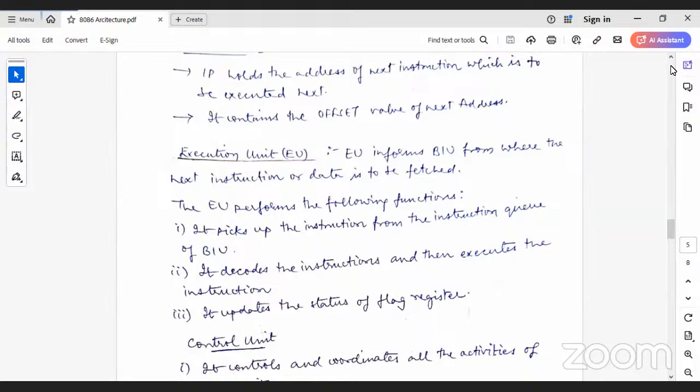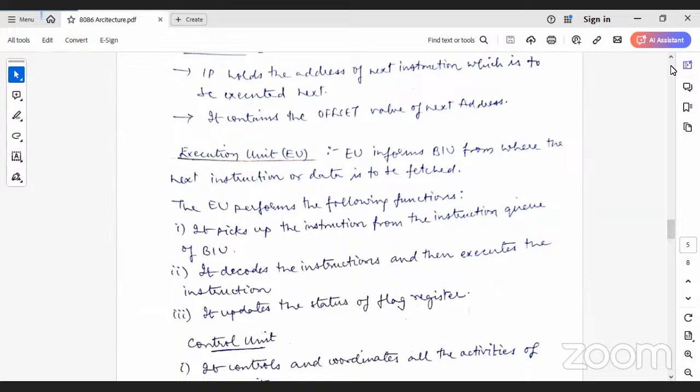Next is your execution unit. In the execution unit, you have three blocks. First of all, the execution unit informs the BIU from where the next instruction or data is to be fetched, because it is doing execution. Once it is over, it should get the next instruction on which it has to execute.